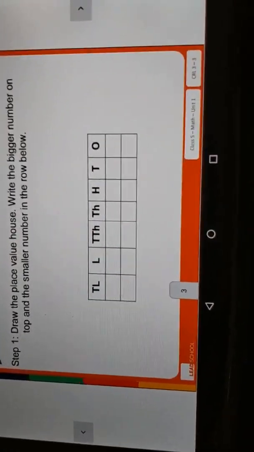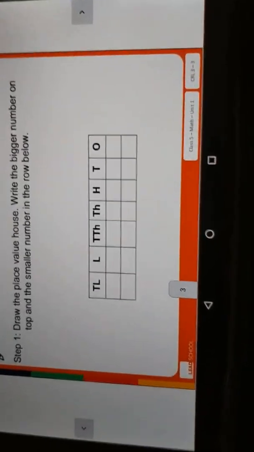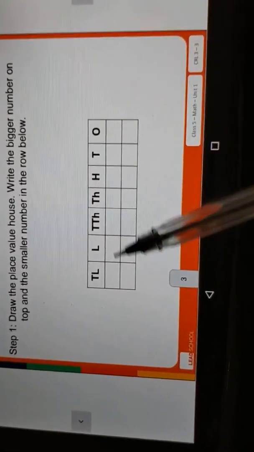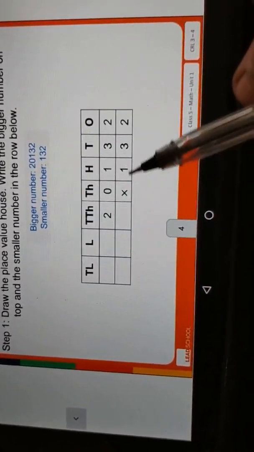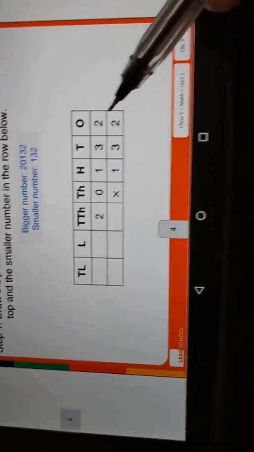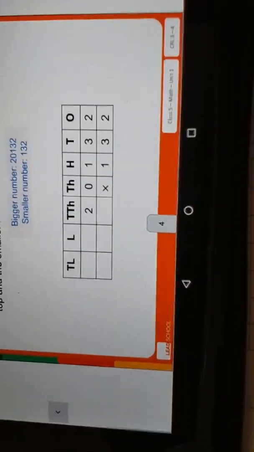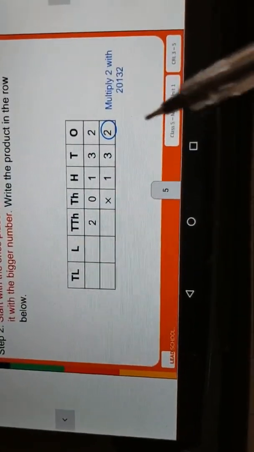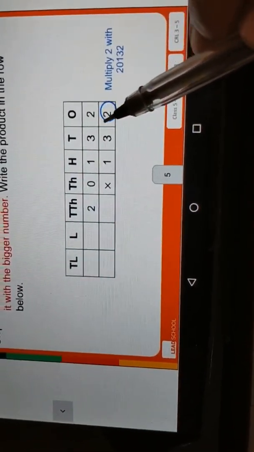In that we have to write ones, tens, hundreds, thousands, 10,000s, lakhs and 10 lakhs. Then we have to put the bigger number on the upper side and the smaller number on the lower side. So we have to write 20,132 and then multiply by 32. Then we have to multiply first by the ones digit.